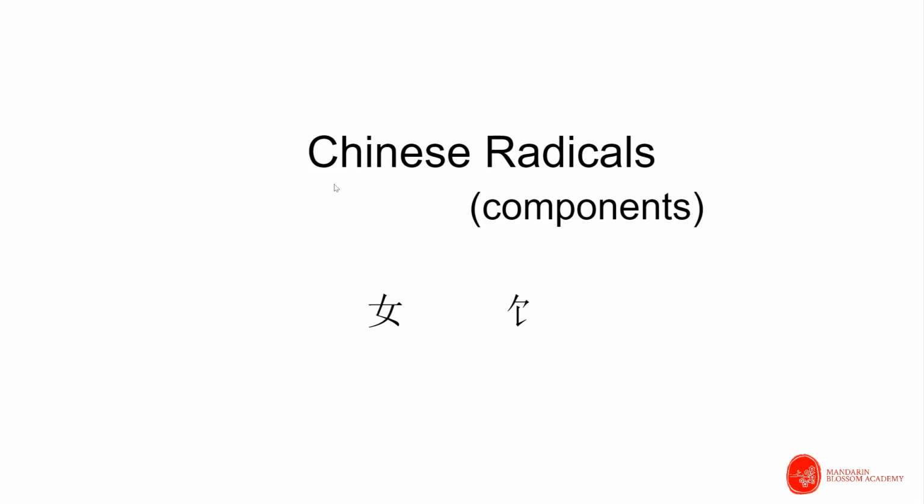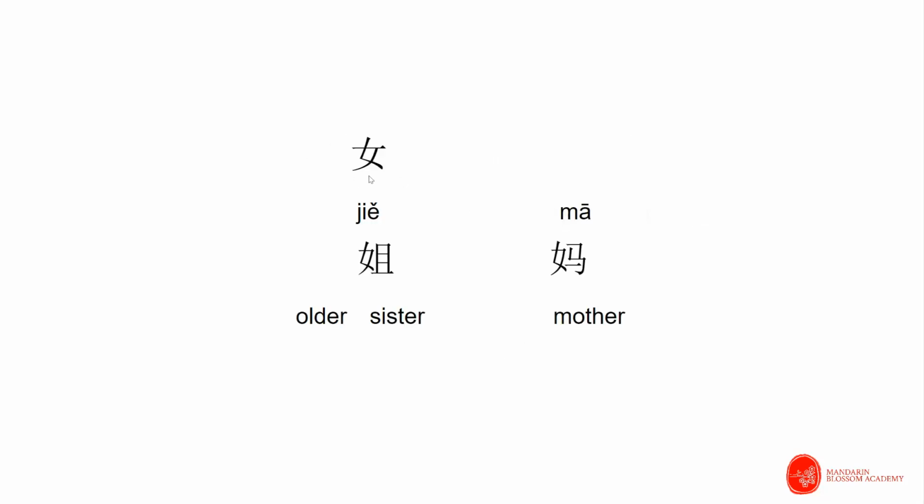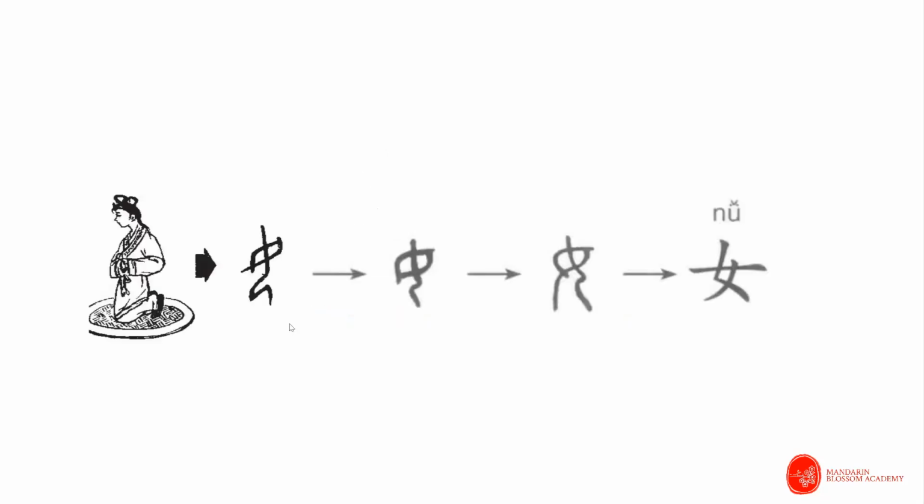Now let's move on to the Chinese radicals. These are the two we're going to cover today. The first one is 女字旁. Do you still remember this when it's written on its own? Originally, it looked like a woman kneeling down. And this is how you write it now.